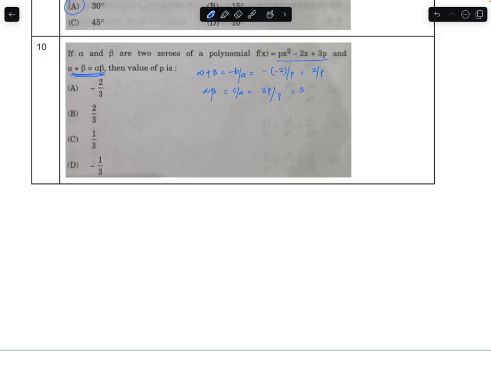So by the question definition, alpha plus beta is equal to alpha beta. That is 2 upon p is equal to 3. So p is equal to 2 by 3. So the answer is option B.